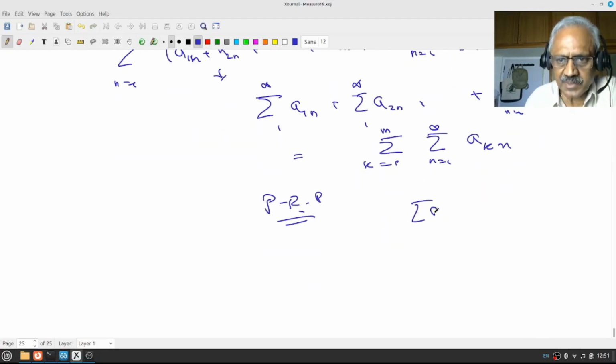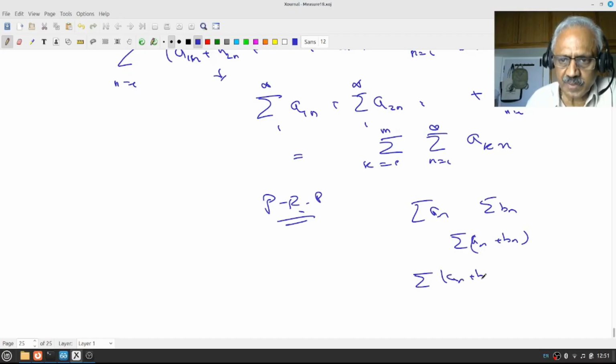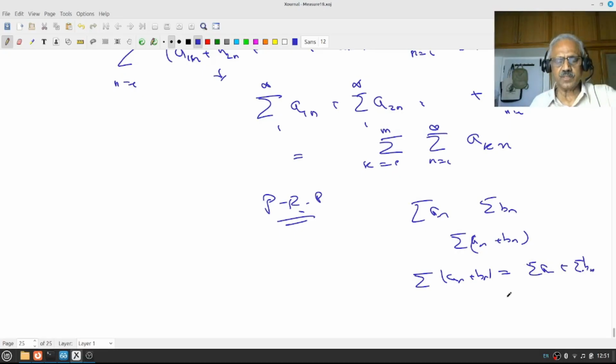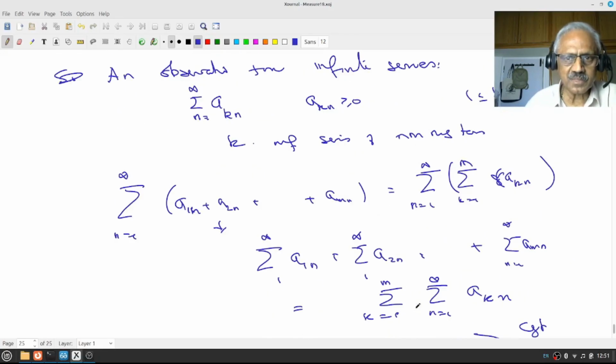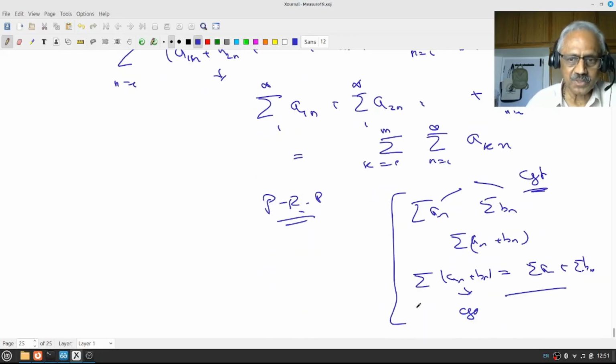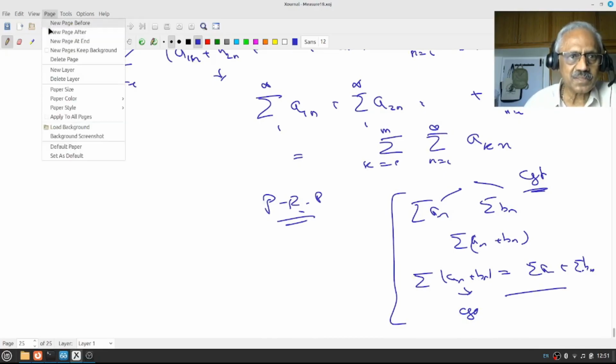What I'm saying is summation an, summation bn, and summation an plus bn. What you want to say is summation an plus bn equals summation an plus summation bn. You may say this follows from the theory of infinite series. Remember, you proved it under the assumption that these are all convergent series. If this is a convergent series, then this is also convergent, and this sum is equal to this. Are you following? But our series is not necessarily convergent. It may or may not converge, but the result is the same.